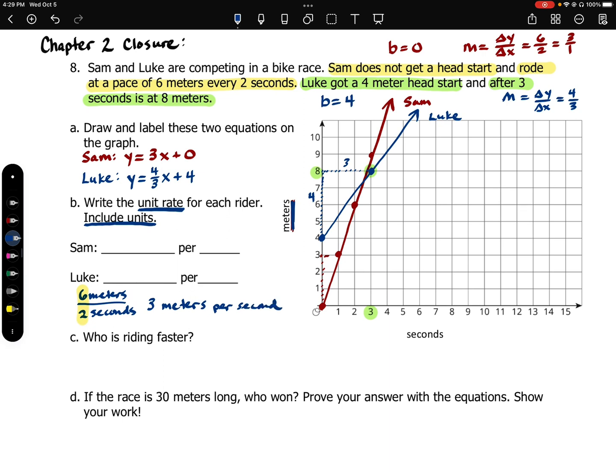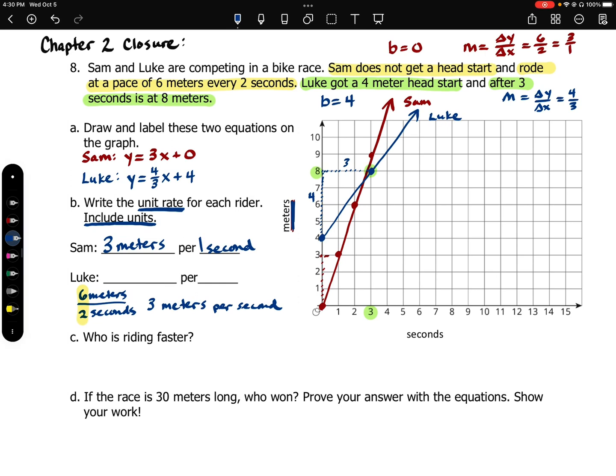Okay, so that would end up being Sam. Sam is going to be traveling 3 meters per second, or if you want, you can put per 1 second.